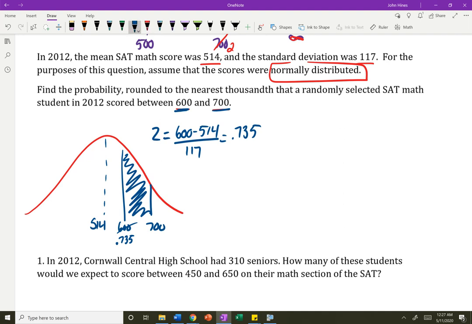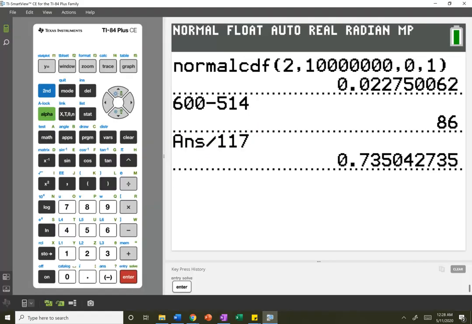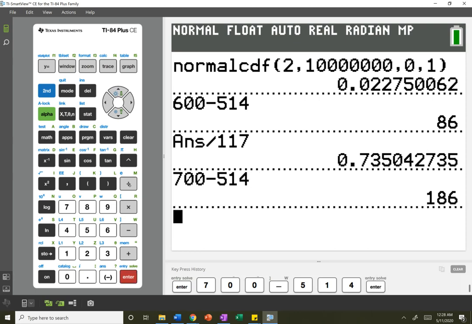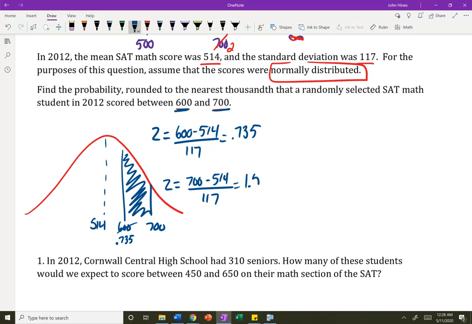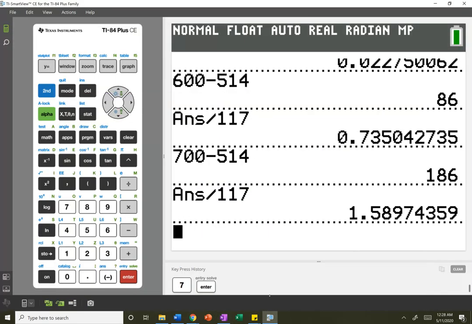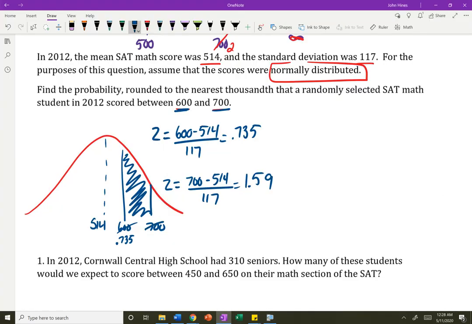And now for 700, z equals 700 minus 514 in terms of standard deviation. So I'm going to do the same thing. 700 minus 514. How far away am I from the mean in terms of standard deviations? And I get 1.59. Shouldn't round much, but I am going to. Yep. That's step one: convert them to z-scores. So step one is get z-scores.